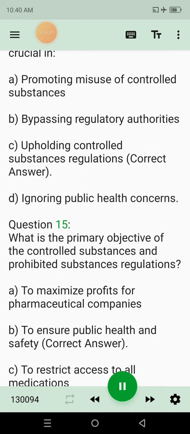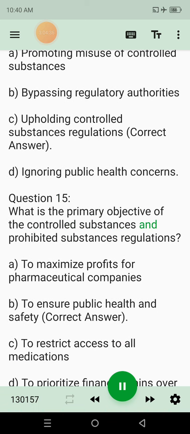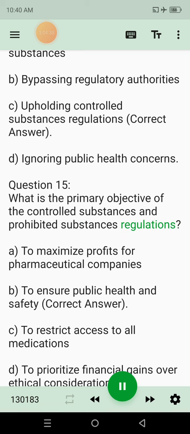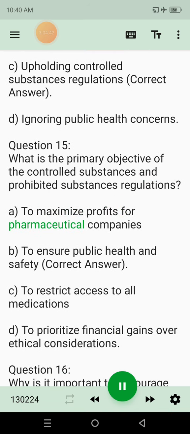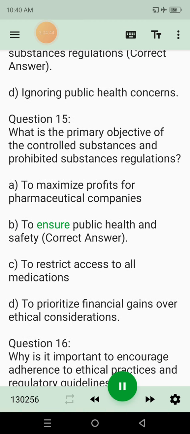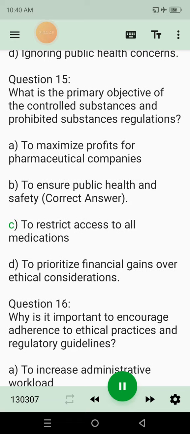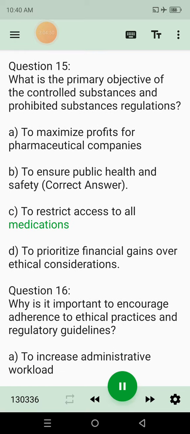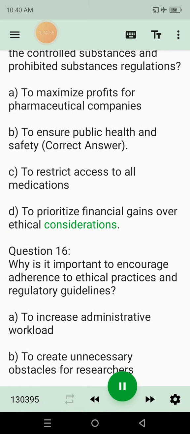Question 15. What is the primary objective of the Controlled Substances and Prohibited Substances regulations? A. To maximize profits for pharmaceutical companies. B. To ensure public health and safety. Correct answer. C. To restrict access to all medications. D. To prioritize financial gains over ethical considerations.